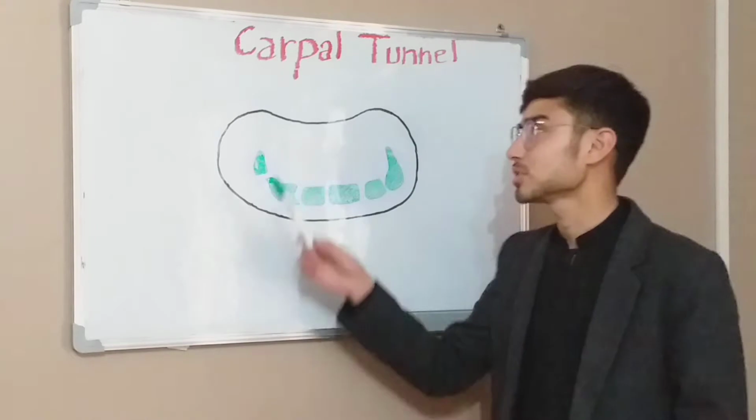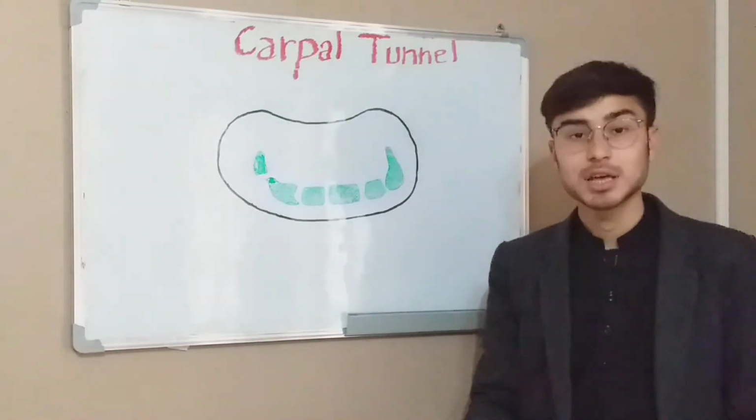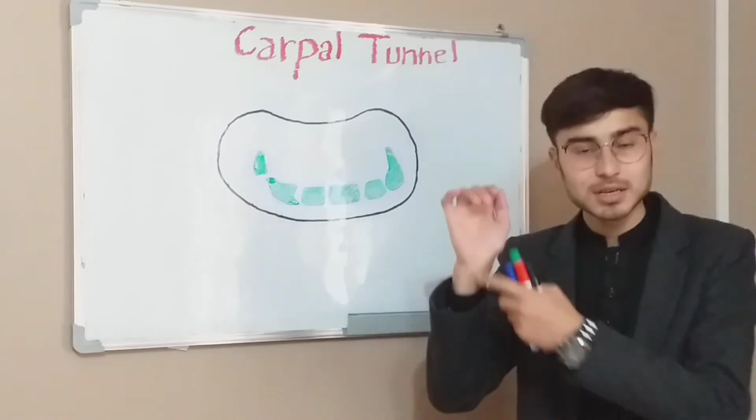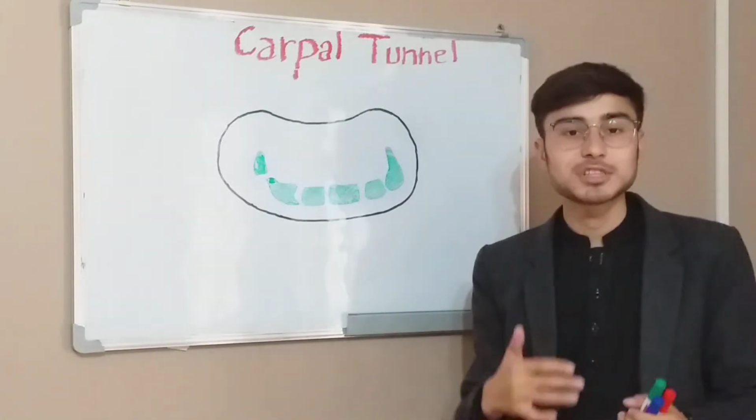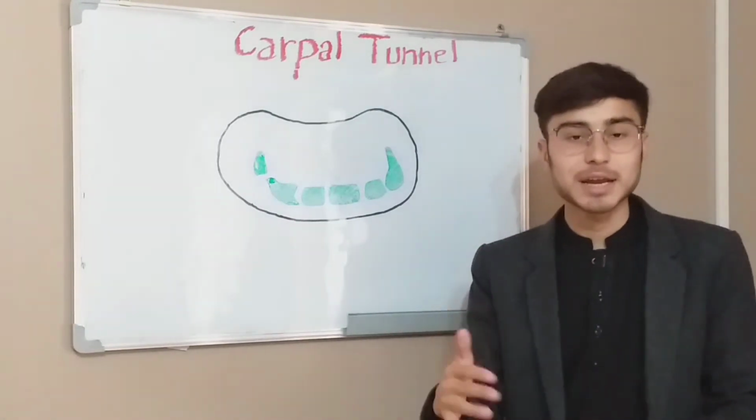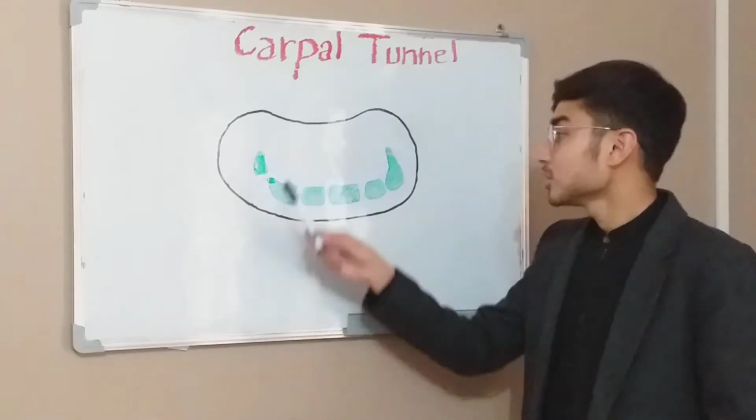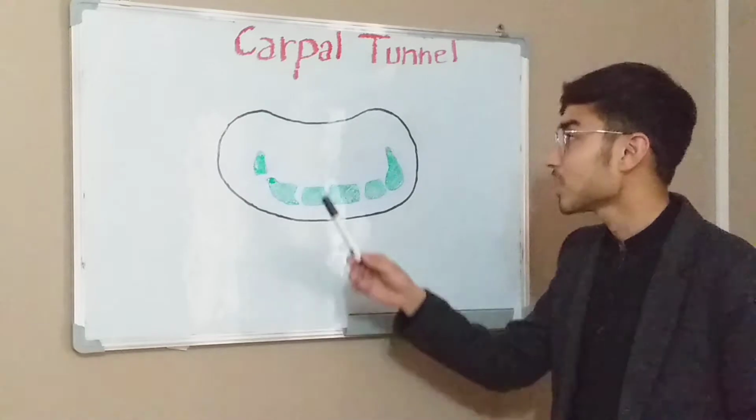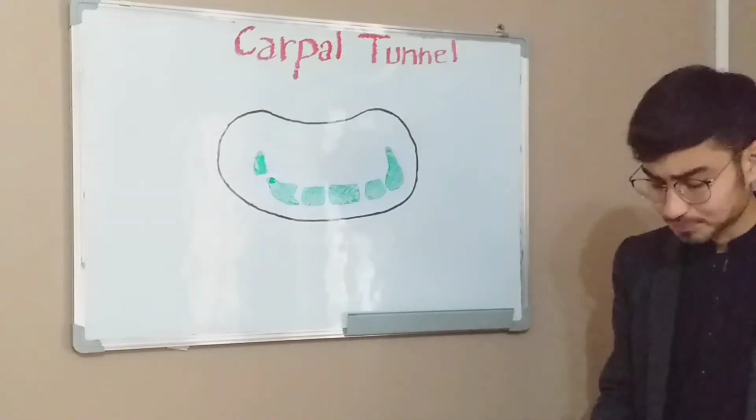So let's start from the general introduction of the carpal tunnel. Carpal tunnel is actually a tunnel that is present at the wrist, and the carpal tunnel is actually supplying the flexor tendons and the median nerve, right? So let's start from the osteology or the bones that are involved in the carpal tunnel, right?